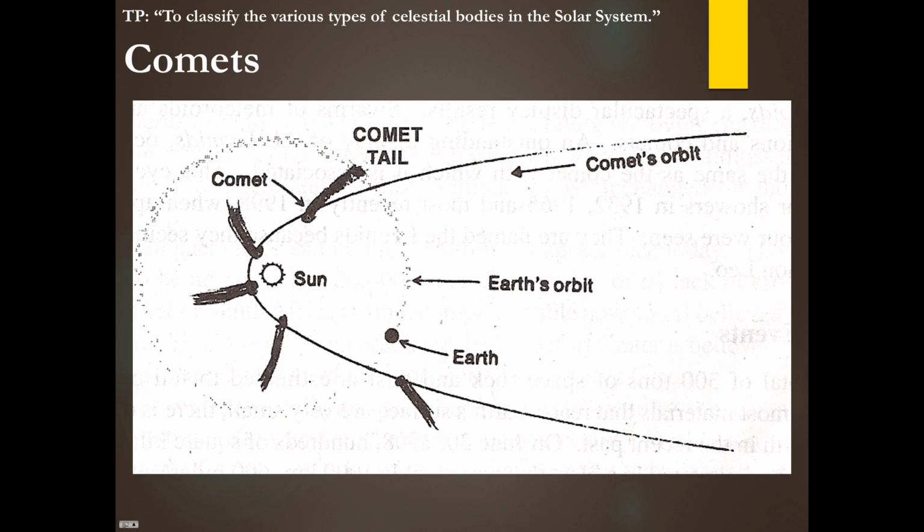Comets. All right, so we have this ice material which vaporizes in space, creating a tail. The tail is always in the opposite direction of the comet, and that's because of the solar winds from the sun. So the wind pushes the tail outward, away from the sun. One famous comet that we have is Halley's Comet, which occurs every 76 years.